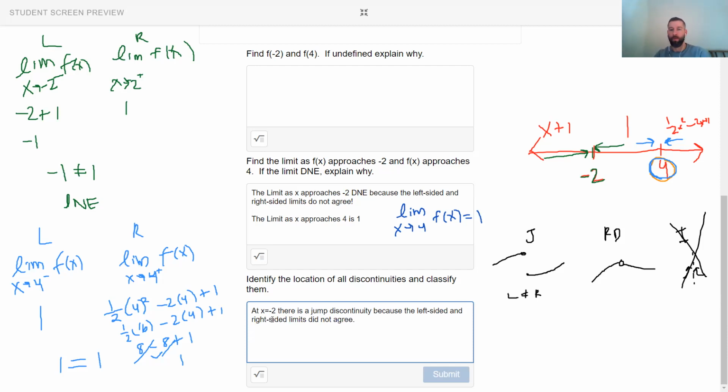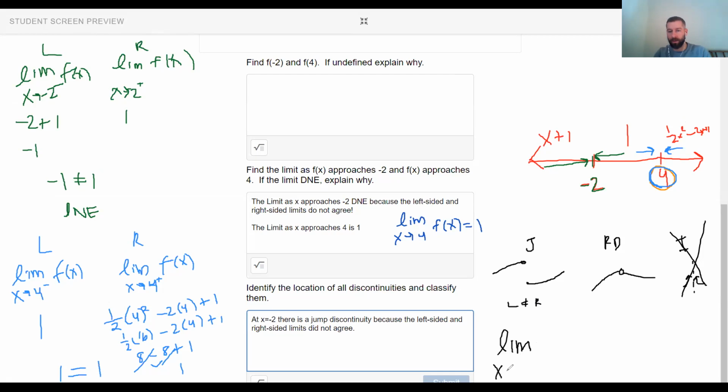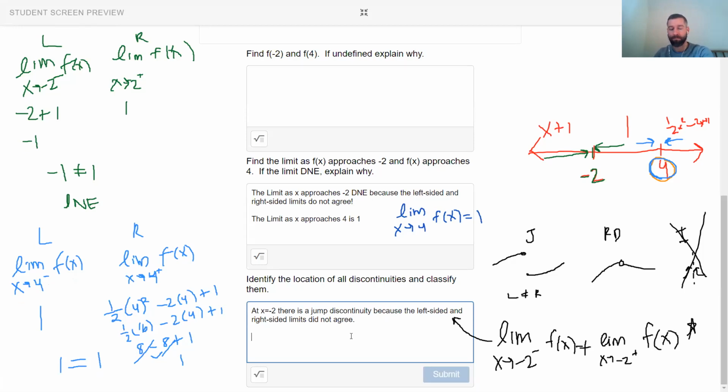Okay. And what I would say there is, if I had to write this mathematically, I could say there's a jump. And one way to write this, which is why math notation is so much better sometimes, is I could say because the limit as we approach -2 from the left of f of x was not equal to the limit as we approach -2 from the right of f of x. So literally, this is saying the same thing as that, which is why mathematical notation can save us sometimes. It could be even more specific than words can be.